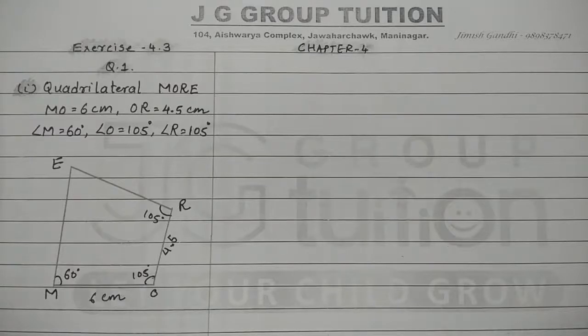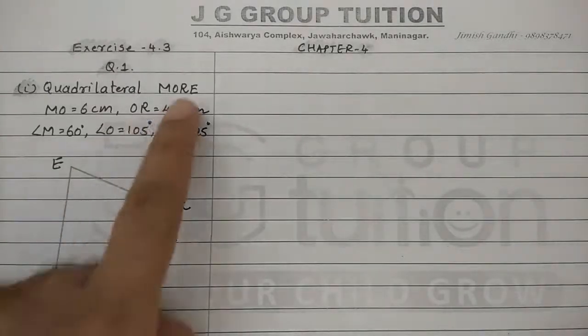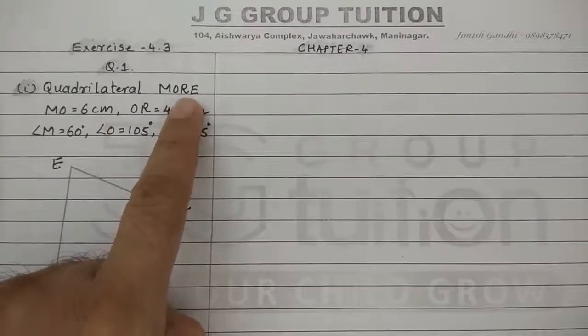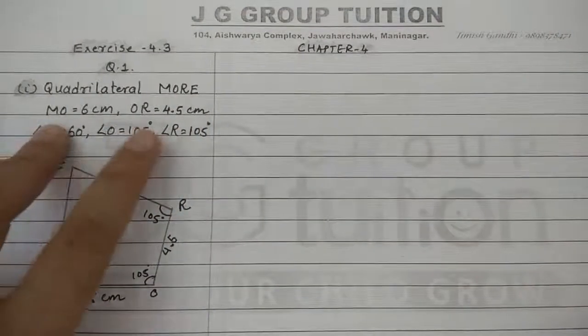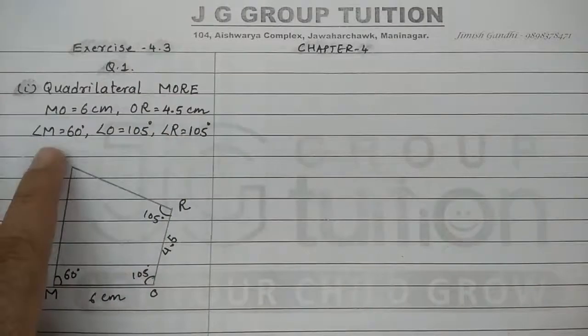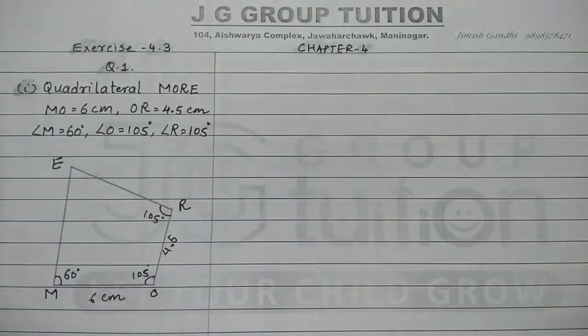Hello students, today we will continue with exercise 4.3. In this exercise again we have to construct the quadrilateral, but this time you can see that it is slightly changed from what we have done in the previous two exercises. In the first question, we have to construct the quadrilateral MORE where the lengths of two sides are given and the rest are angles. So this is quite interesting.